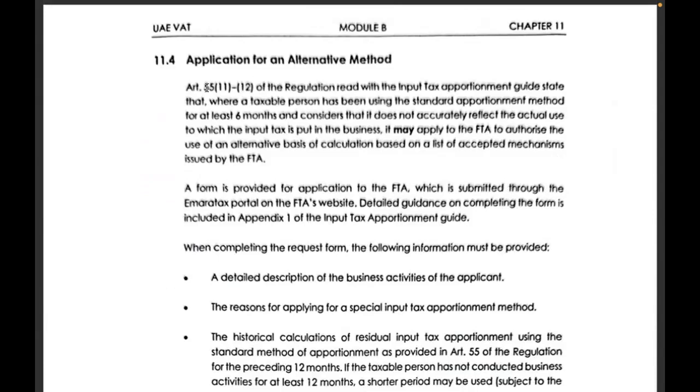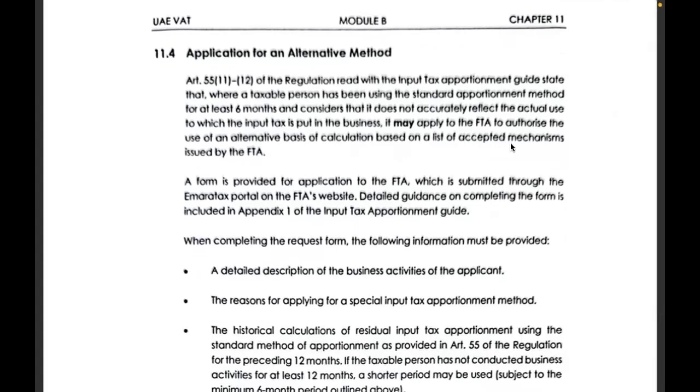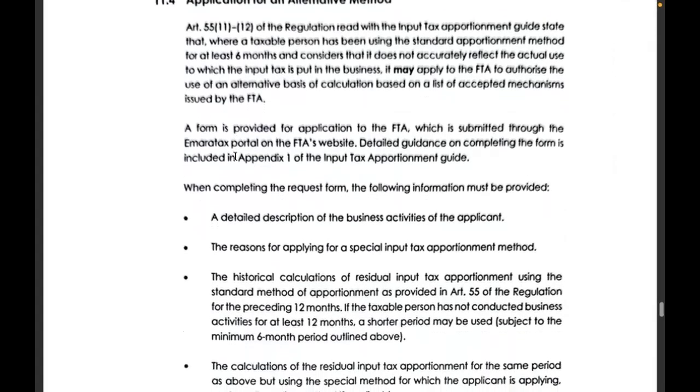For example, there is Article 55 in the VAT Executive Regulations of the UAE. When it is read with the Input Tax Apportionment Guide, it states that where a taxable person has been using the standard apportionment method for at least 6 months and considers that it does not accurately reflect the actual use to which the input tax is put in the business, it may apply to the FTA to authorize the use of an alternative basis of calculation based on a list of accepted mechanisms that have been issued by the FTA.